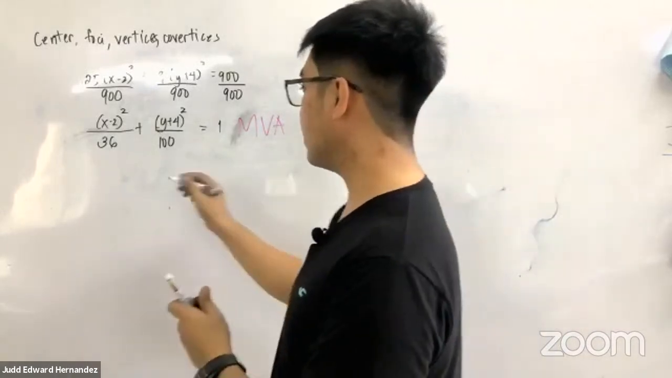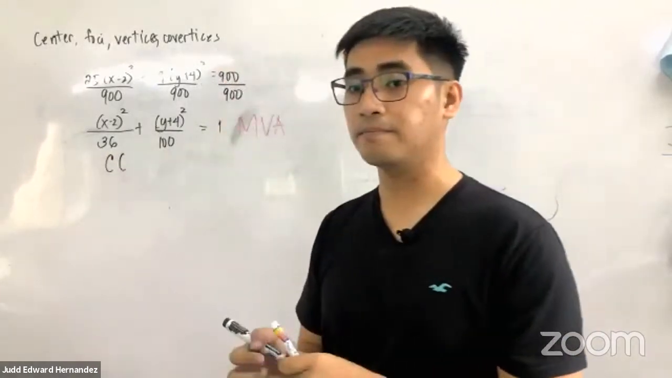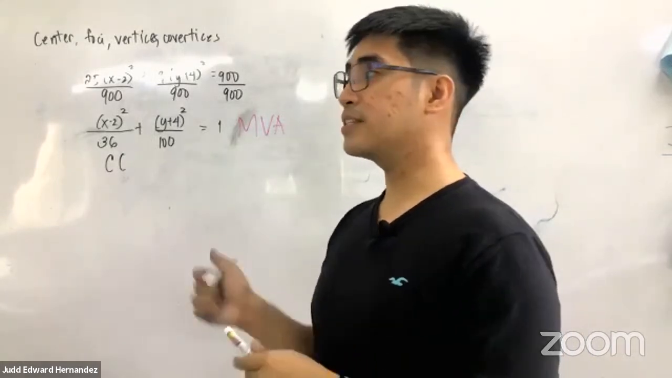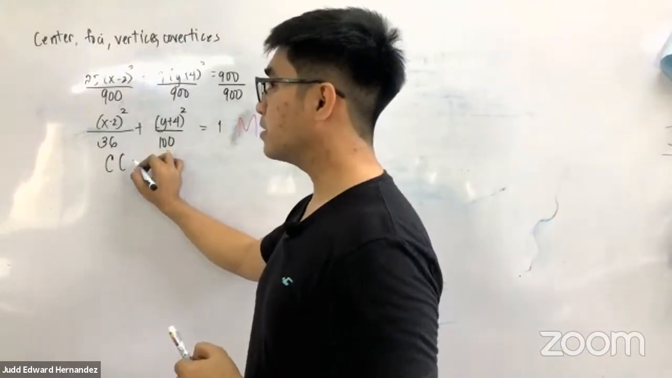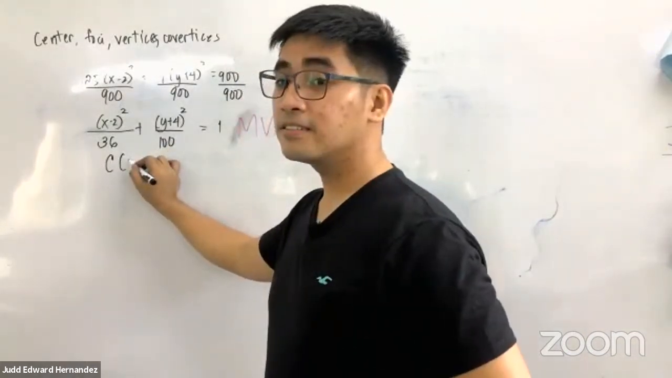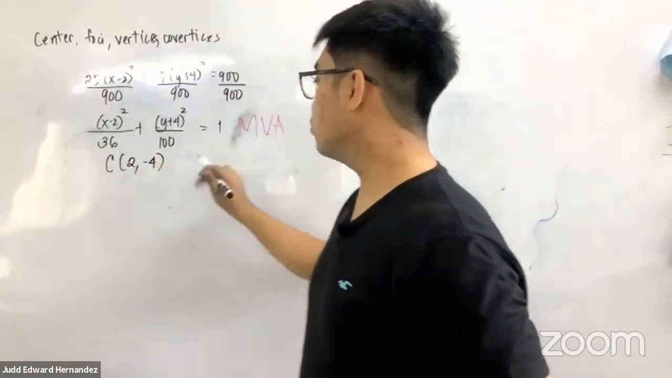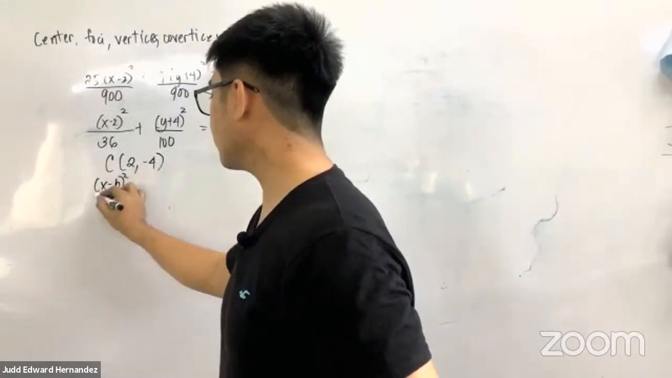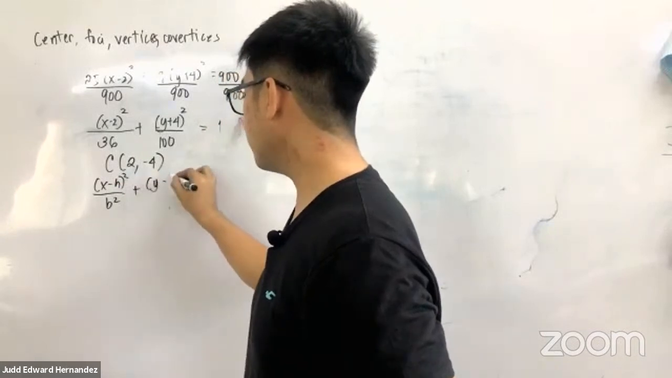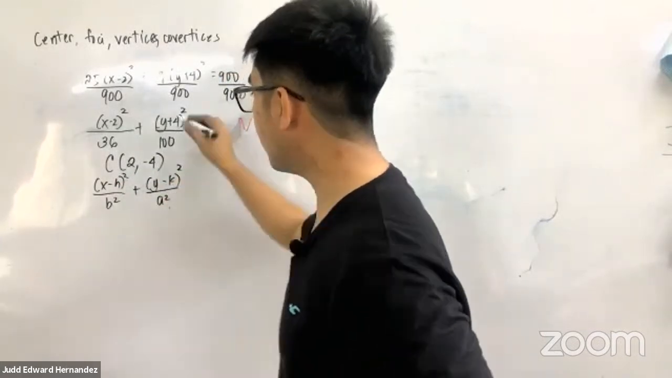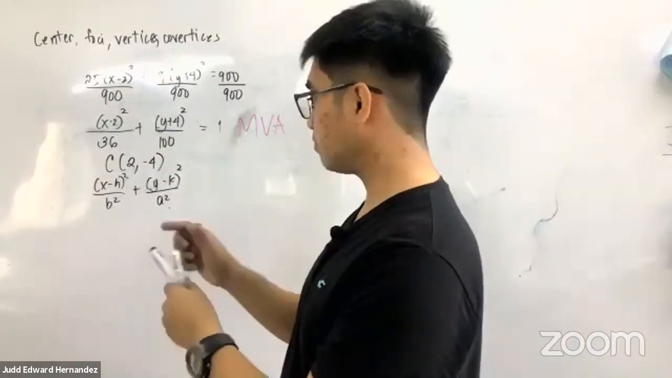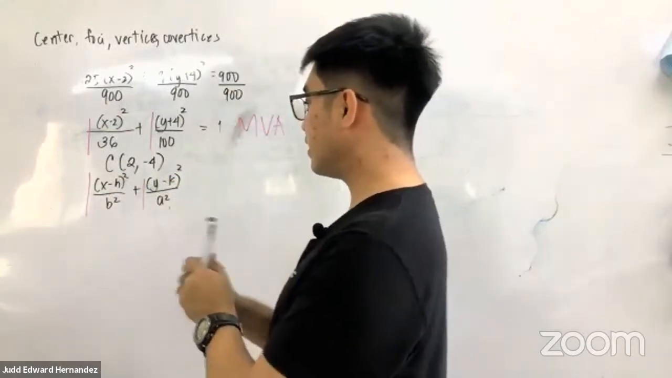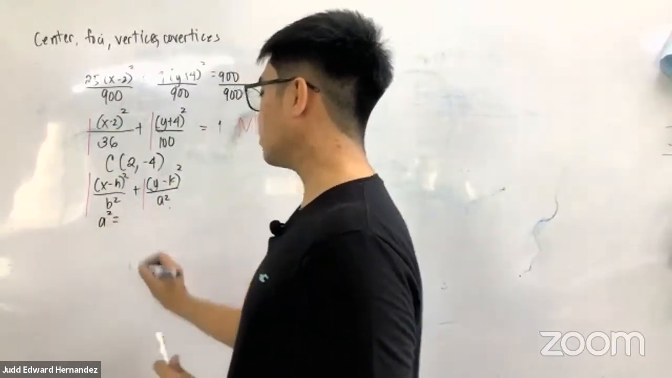And if this is the major vertical axis, where is the location of the center? The center is located at 2, -4. Very good. Okay. It now takes the form x minus h quantity squared over b squared plus y minus k quantity squared over a squared. Tama ba? Binase lang natin sila dito. If that is the case, what is our a squared?